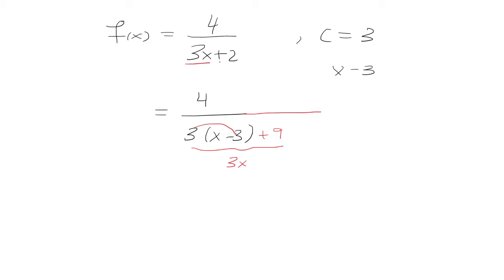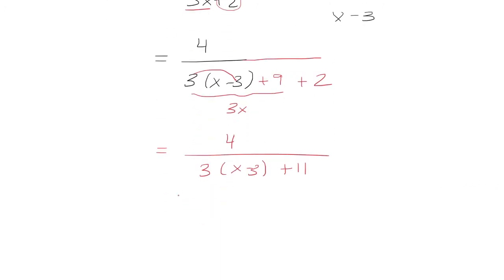What's left over is this plus 2, so let's add a 2 at the end. Let's continue. We have 4 over 3 times x minus 3, and then plus 11, since 9 plus 2. The next step, we're going to divide everything by 11. So that's 4 over 11 all over 3 over 11 times x minus 3 plus 1.